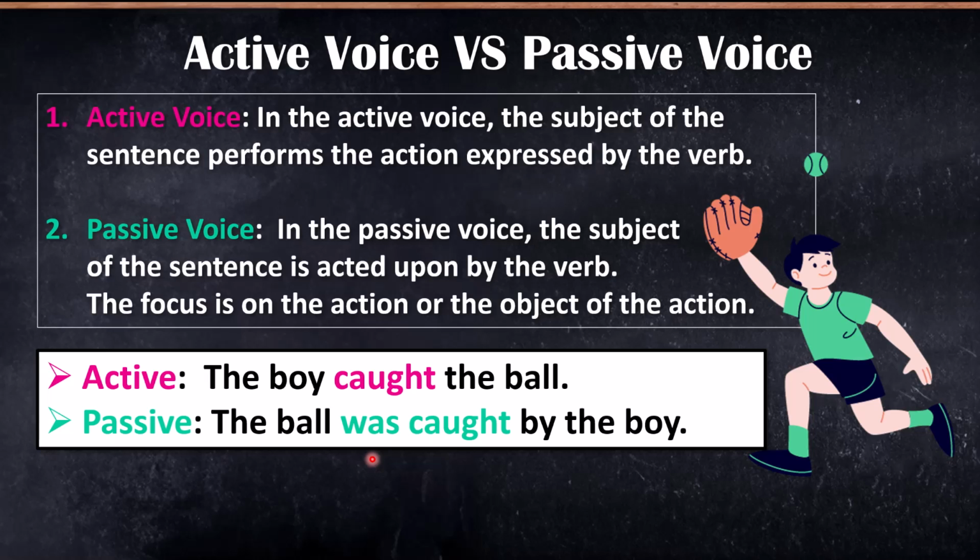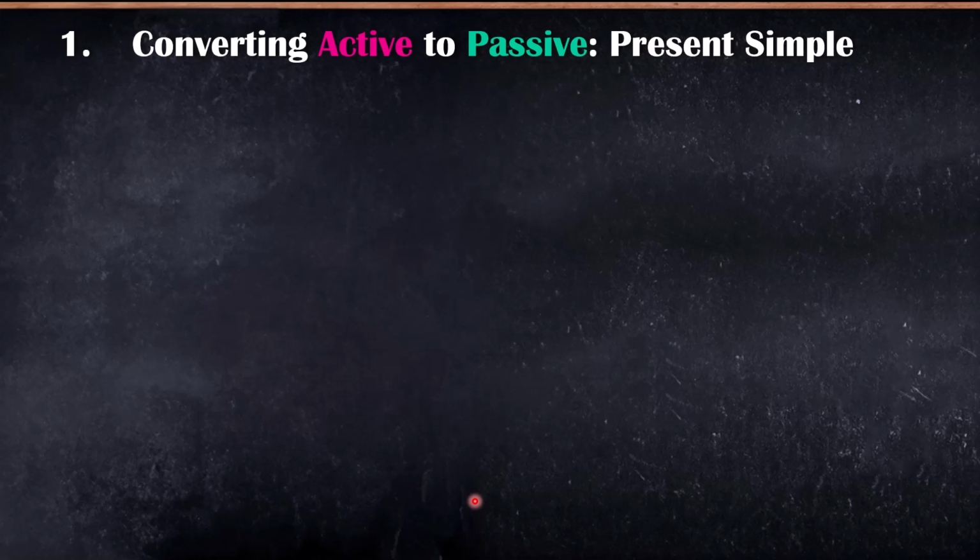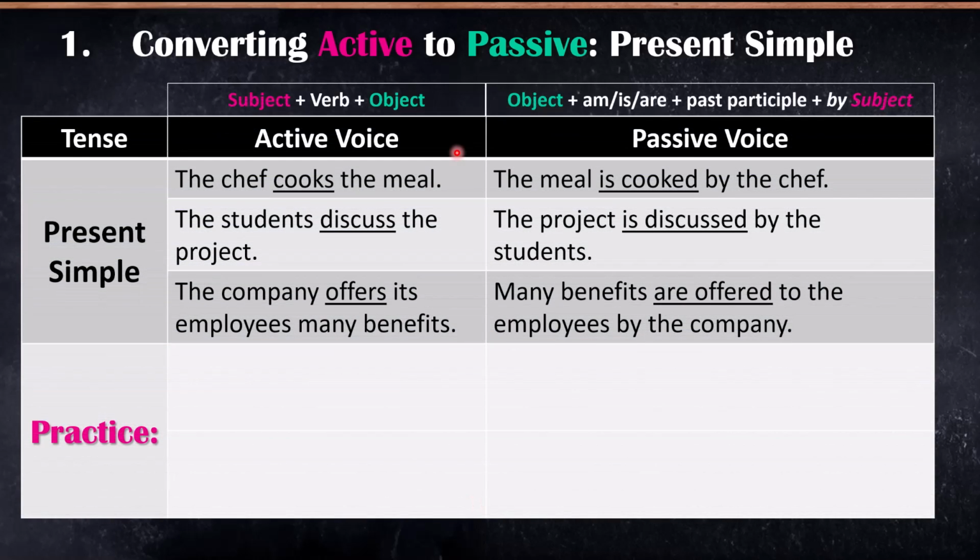So how can we convert from active to passive if you want the focus of the sentence to be on the object of the action? Let's first begin with present simple. So in the active voice, we begin with the subject, then we have the verb, then we have the object. For example, the chef cooks the meal. The students discuss the project. The company offers its employees many benefits.